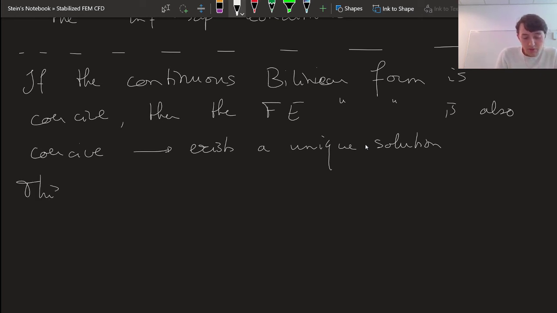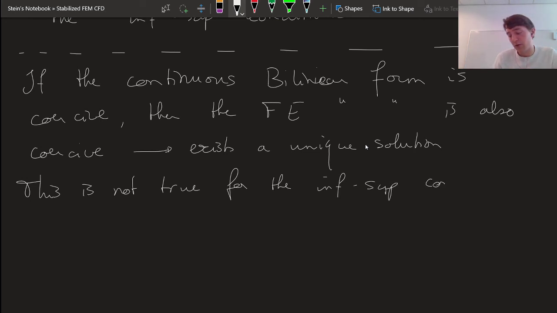This is not true for the inf sub condition. And that's why we typically don't like this condition. We prefer things that are coercive. Inf sub is a difficult condition to prove, and it's a difficult condition to work with. Because even after we've proven it, if we then do a finite element approximation, we have to prove it again for that particular finite element combination of spaces. And that's exactly why the problem comes in.